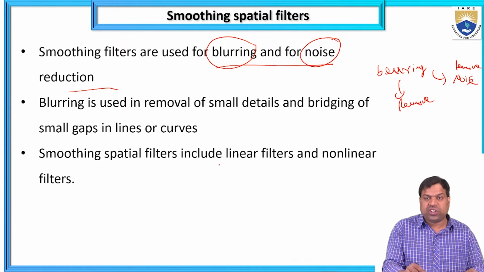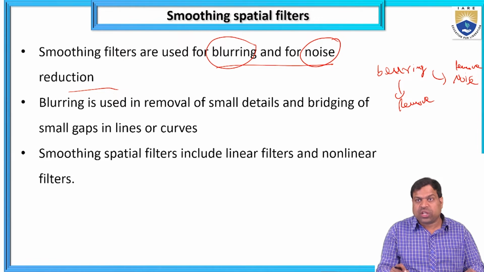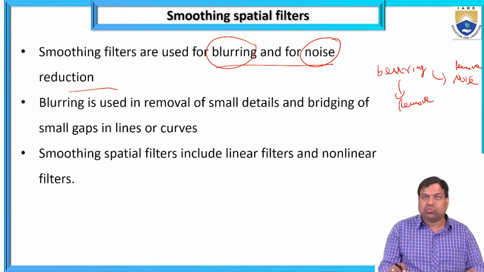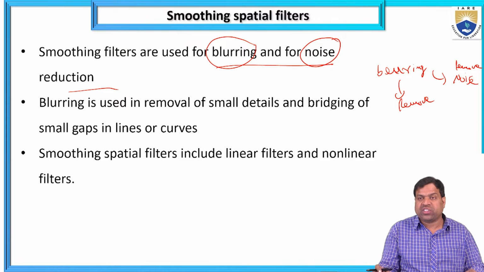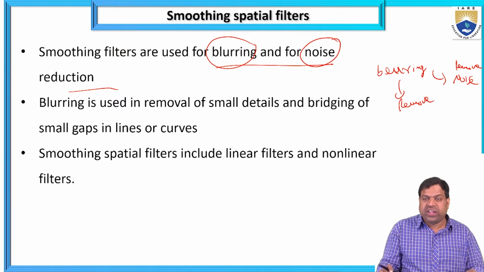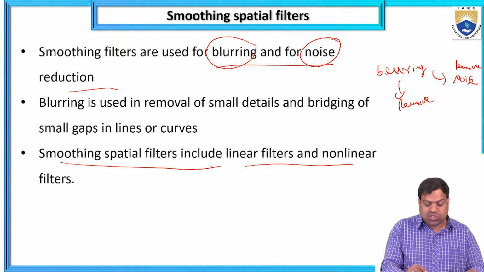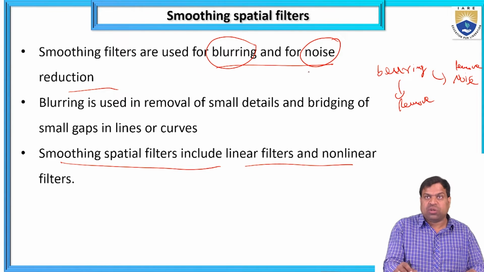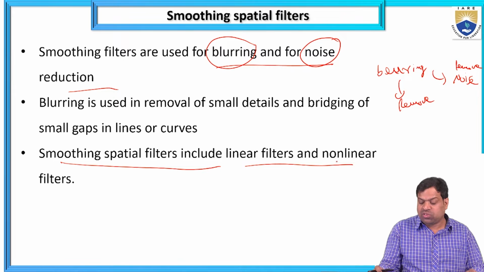Smoothing spatial filters include linear filters and non-linear filters. As we have discussed, spatial filters are of two types, linear and non-linear, and the smoothing spatial filters are also of two types, linear and non-linear. The linear filter we call the mean filter, and the non-linear we call the order statistics filter. Both are included in the smoothing spatial filter. The main aim of the smoothing filter is to remove blurring and reduce noise. Blurring is used for removal of small details and bridging of gaps in lines or curves.